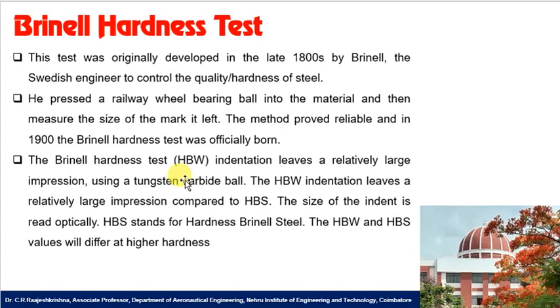The Brinell hardness test leaves a relatively large impression using the tungsten carbide ball. We can tell this as HBW, where HB is hardness in Brinell and W is nothing but wolfram, the chemical name for tungsten. It gives a large impression on the surface. Similarly, we can go for the HBS system, where we replace the tungsten ball with a steel ball, that is, hardness in Brinell of steel.